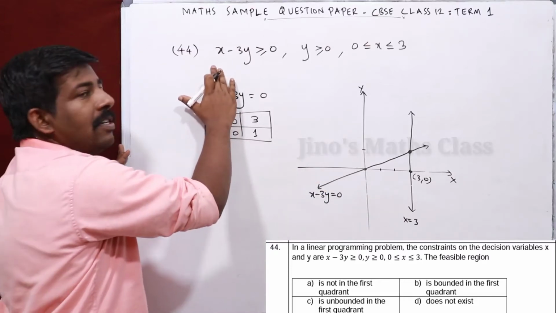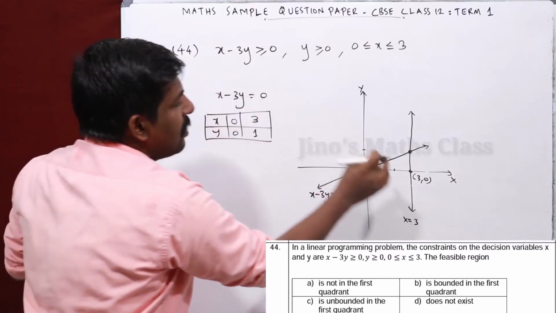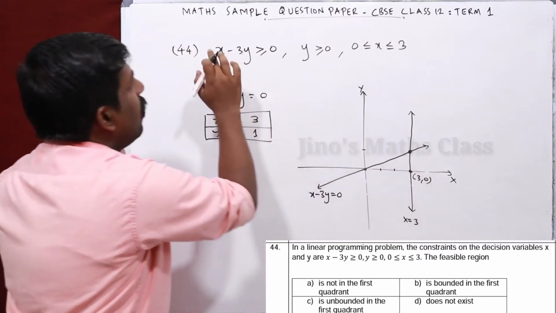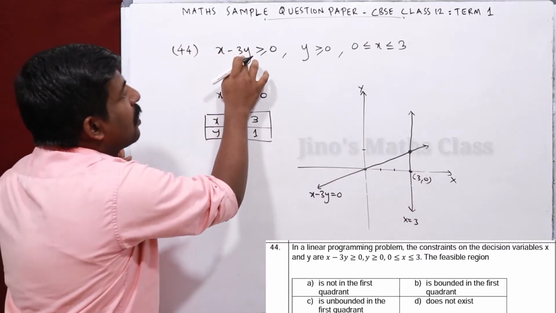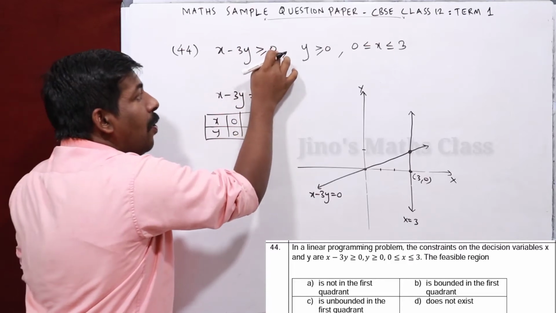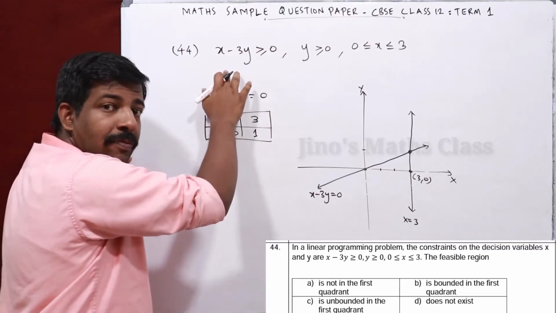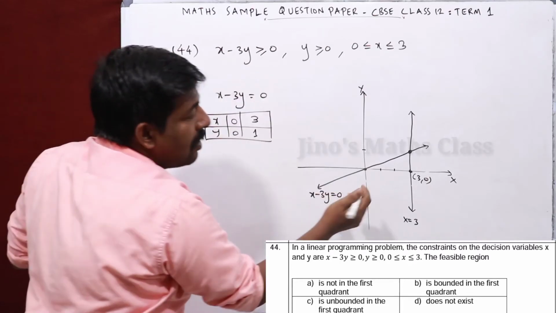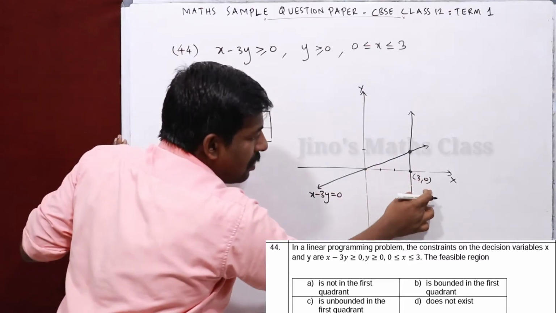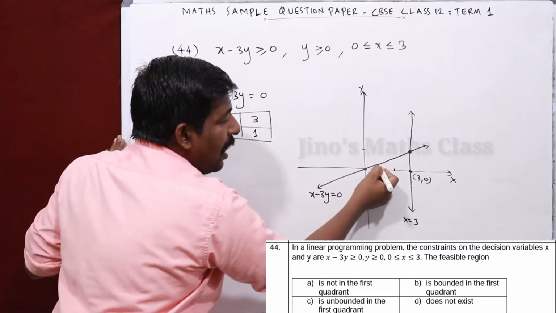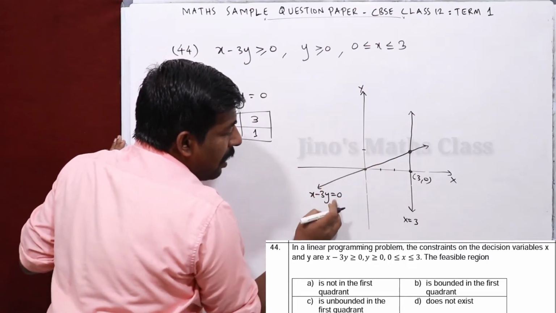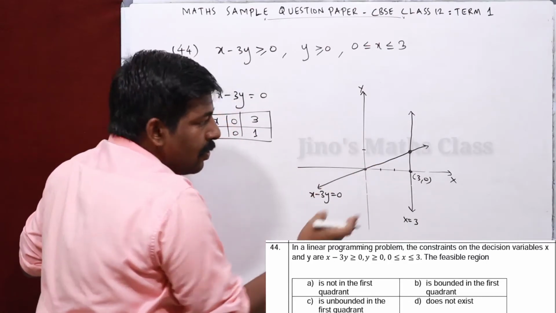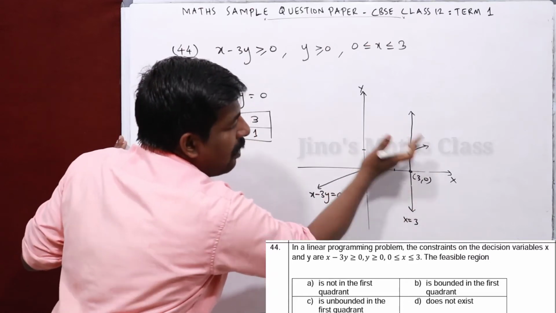For that first constraint we can take, and here we can substitute the point 3, 0. We can see 3 minus 0, that is 3 greater than or equal to 0. So this condition is satisfying when we substitute x is equal to 3 and y is equal to 0. That means the side where 3, 0 lies, that side we have to mark for x minus 3y equal to 0, that line. So that means down portion only we have to shade.